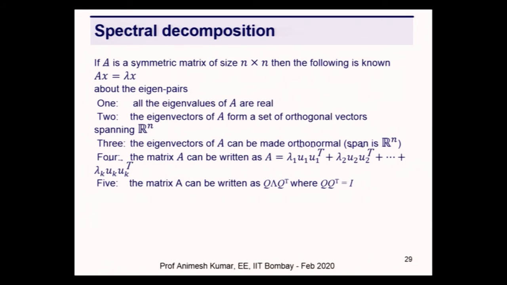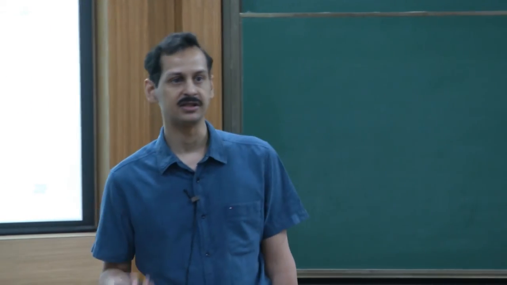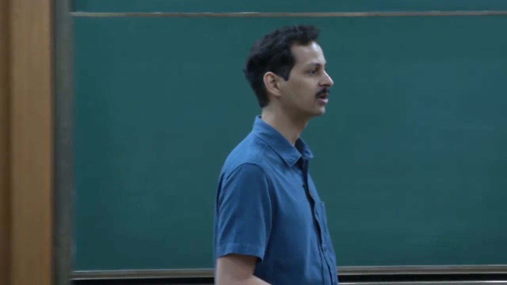So the eigenvectors of A form, or can be made to form, a set of orthogonal vectors spanning the entire n-dimensional space Rn. This is true for any symmetric matrix A which has real valued entries. Now, because you have orthogonal eigenvectors, you can normalize them, and therefore the eigenvectors of A can be made orthonormal. So for any symmetric matrix A, you will have an orthonormal set of eigenvectors, and that's a very powerful result.